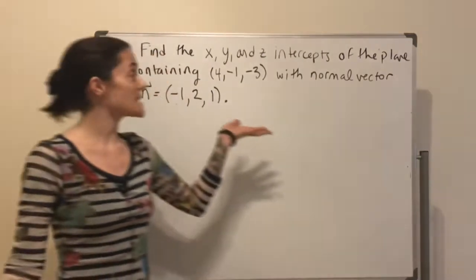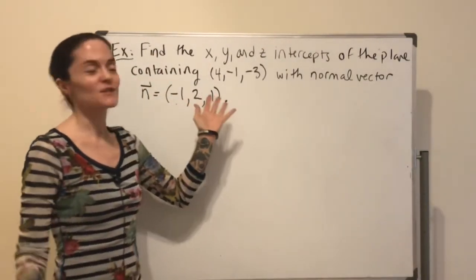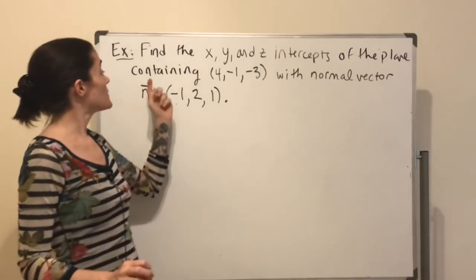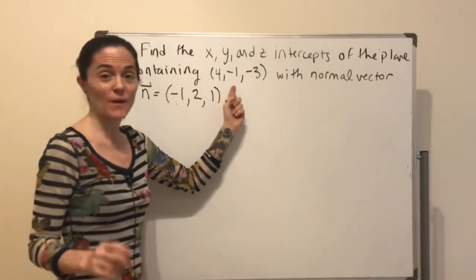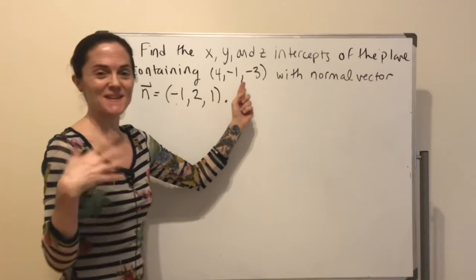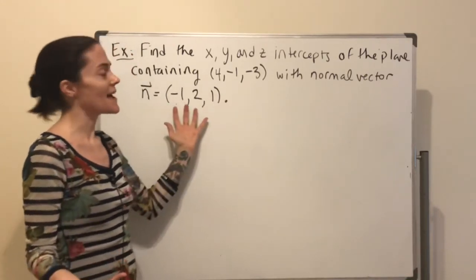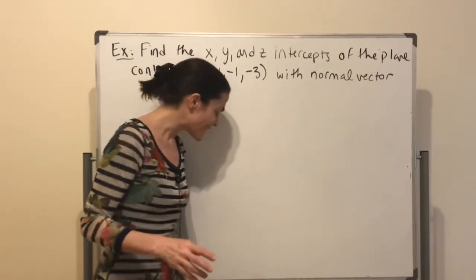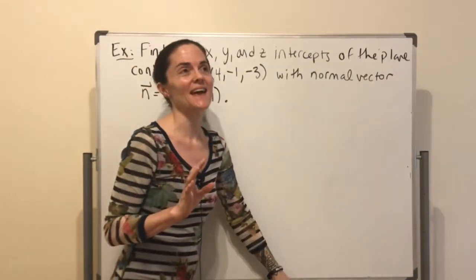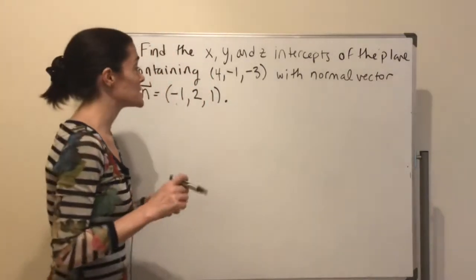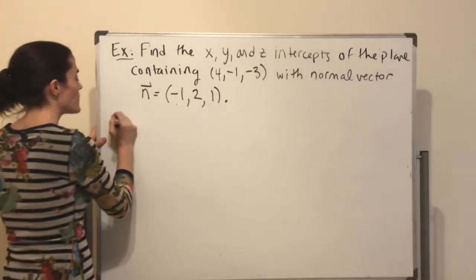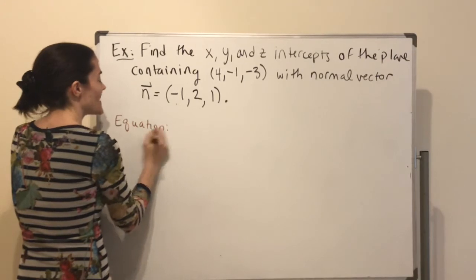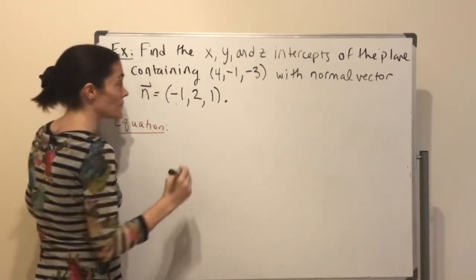Let's do this example where we're looking for the x, y, and z intercepts of the plane that contains this point 4, minus 1, minus 3, and has normal vector minus 1, 2, 1. Well, immediately we can write an equation of this plane. We have a point. We have a normal vector, and this is exactly what we need for an equation.